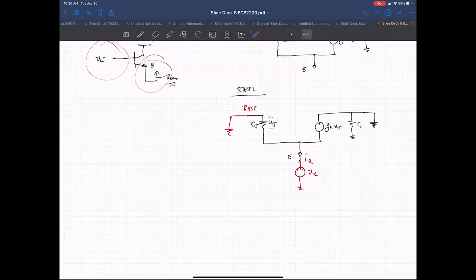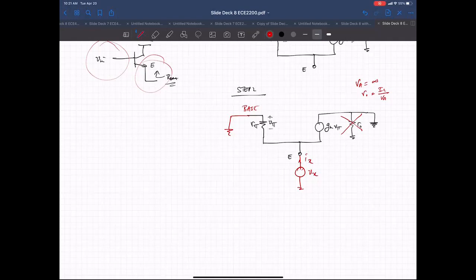Okay, so now for the sake of discussion, for the sake of making our life a little easier, because it makes the analysis more complex, let's say that V sub A, the early voltage, is infinity, so that R0, we can basically neglect R0. Remember R0 is V sub A over I sub C. So this would mean that if V sub A is infinity, we can just get rid of this guy. Okay.